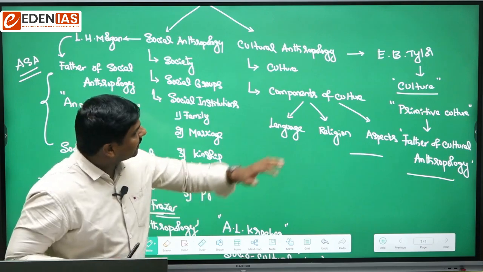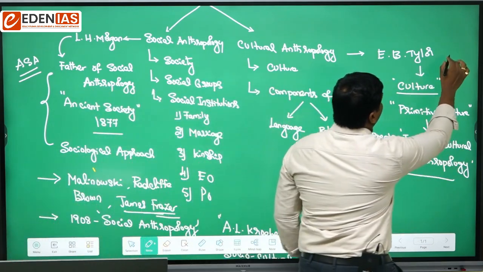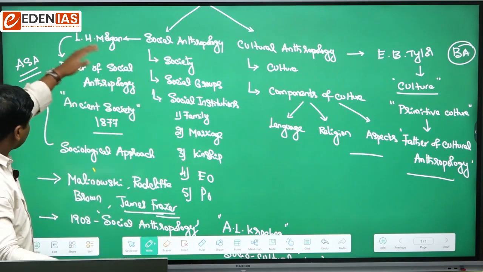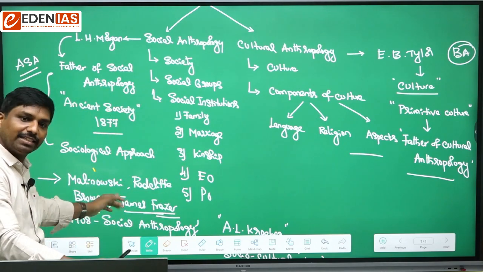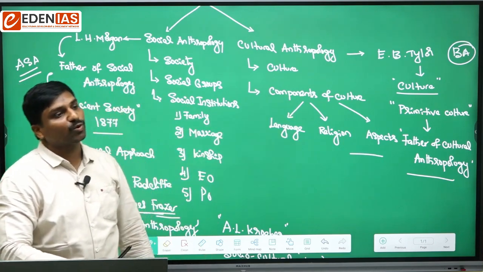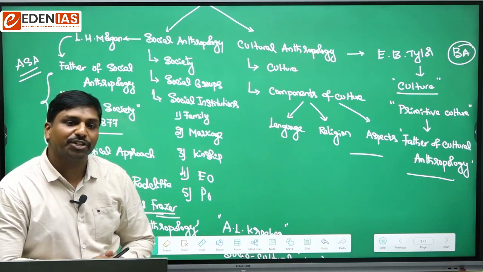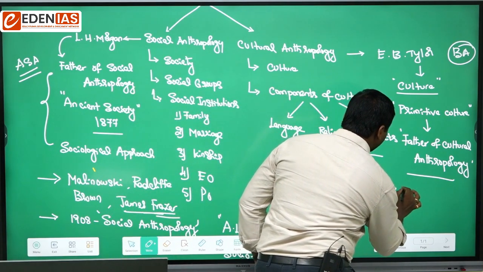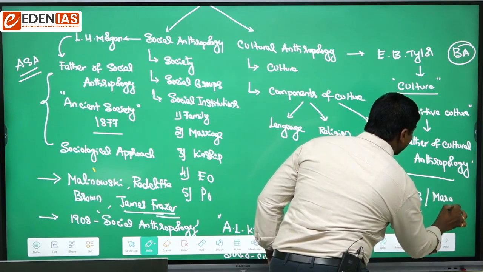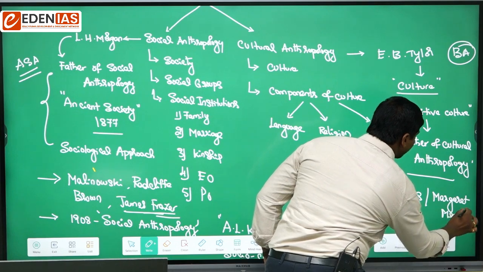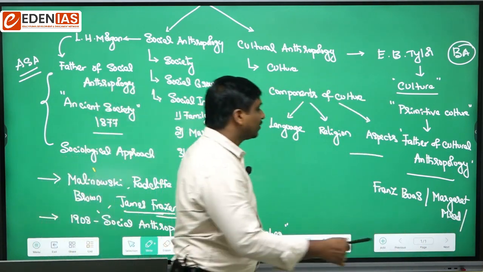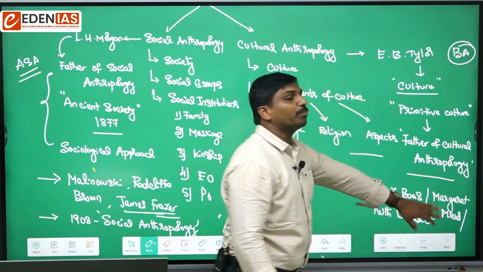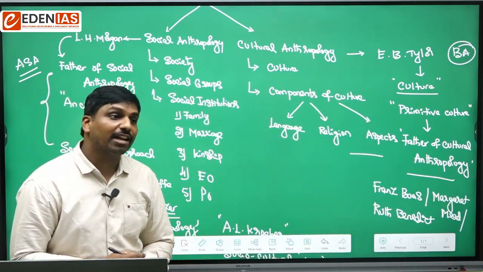Right? He is a British anthropologist, so he belongs to the British School of Anthropology. His works were popularized in Britain by these scholars. In a similar fashion, E.B. Taylor's works were also popularized in the American School of Anthropology by some scholars, like Franz Boas, Margaret Mead, who is a lady anthropologist, and Ruth Benedict. These are three important scholars from the American School of Anthropology, and they have popularized the cultural approach, right?